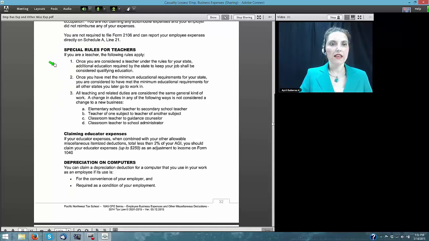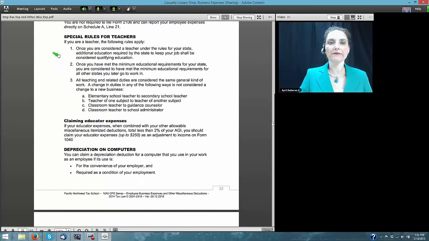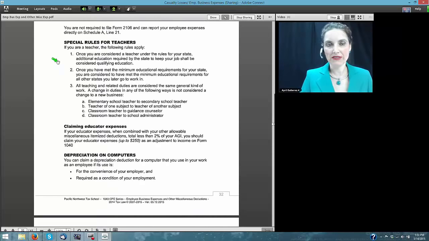Special rules for teachers. If you are a teacher, the following rules apply. Teachers get special treatment, in other words. Once you are considered a teacher under the rules for your state, additional education required by your state to keep up your job is considered to be qualifying education. You are allowed to deduct it.